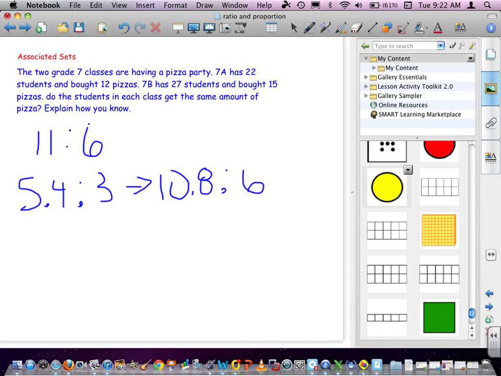So now we need to figure out which one's bigger. What are we comparing? Kids to pizzas or pizzas to kids? Kids. No, kids to pizzas. Kids to pizzas. So, which is better, 11 people sharing 6 pizzas or 10.8 people sharing 6 pizzas? 10.8. So this class, 7B, gets slightly more pizza. That's supposed to be a B.